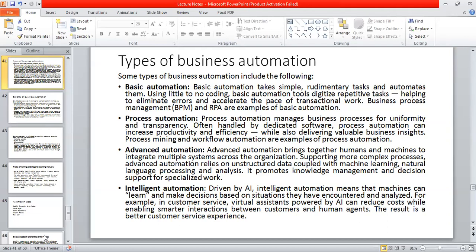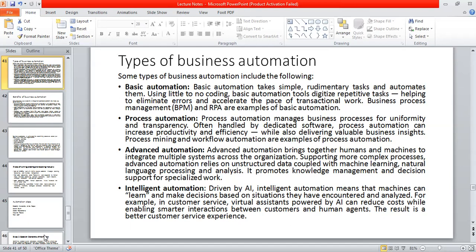There is process automation. Process automation manages business processes for uniformity and transparency. Often handled by dedicated software, process automation can increase productivity and efficiency while also delivering valuable business insights. Process mining and workflow automation are examples of process automation. For example, in this question, where we are required to propose how the process can be automated, this is an example of process automation.